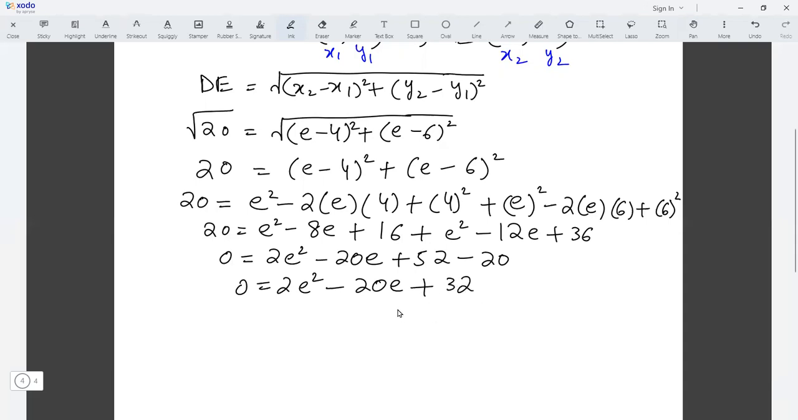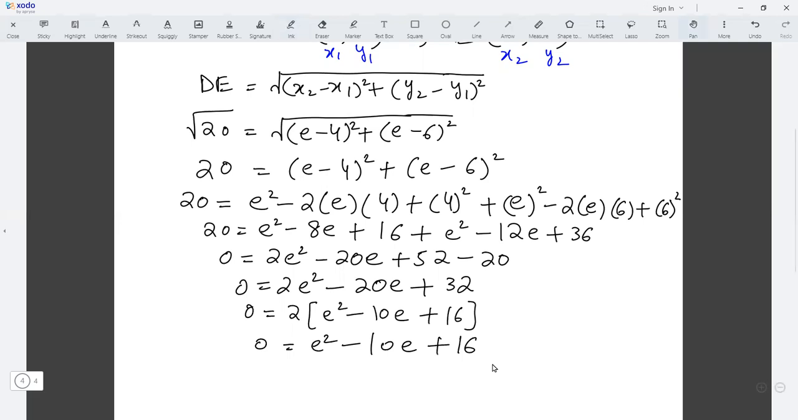So actually there is a quadratic equation we have found here, but for solving a quadratic equation, if there is something common, we can take it common and make our equation simpler. 2 will be the highest common factor among all of these three terms. So 2 will be taken as common. e squared minus 10e, since 2 times 10 makes 20, and plus 16, since 2 times 16 is 32. So 2 will be divided onto the other side. So it will be 0 equals e squared minus 10e plus 16. This is a quadratic equation in its simplest form.